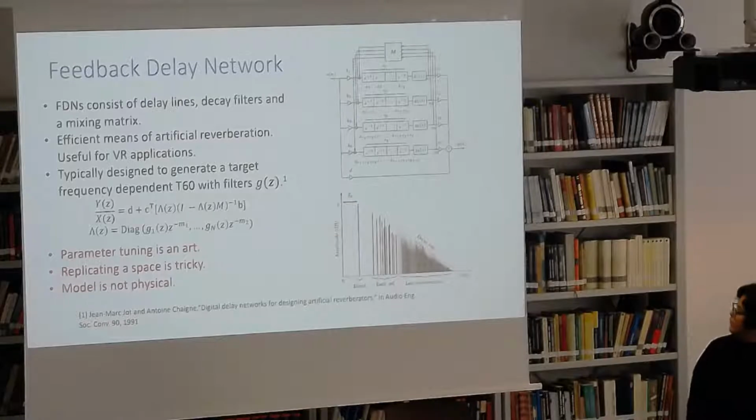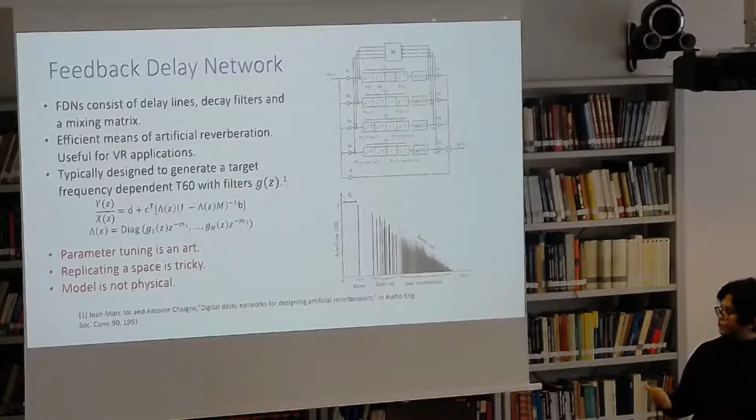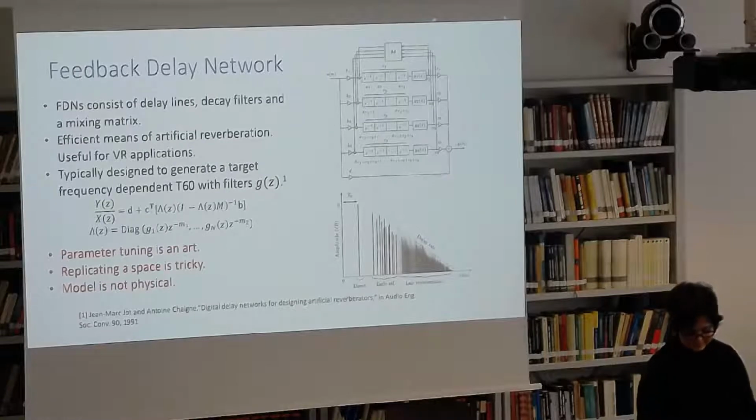The problem with the FDN is that parameter tuning is still somewhat of an art, so it's not very easy to design an FDN that sounds good. And replicating a space exactly is quite tricky because you can design the B's and the C's here to sort of denote moving source and listener positions, but it's not trivial because this is not a physical model, it's not even a geometric model. So designing an FDN that sounds good is still quite difficult.